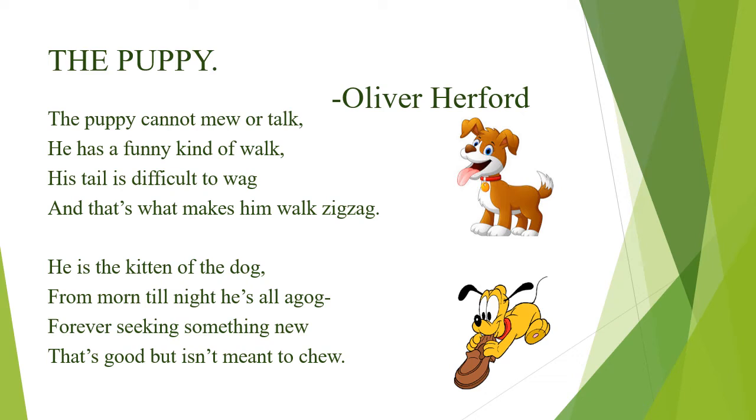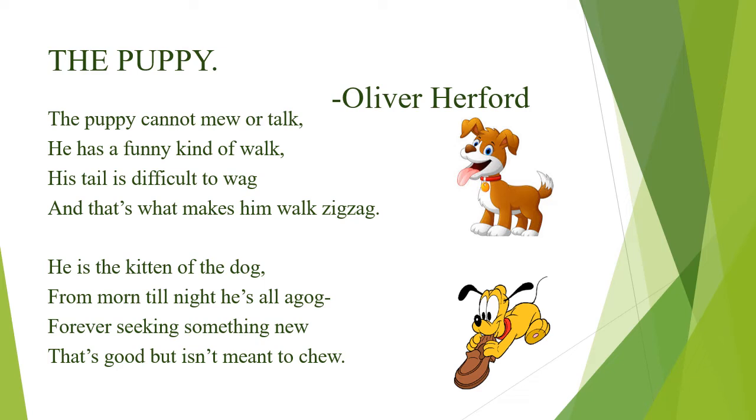Puppy doesn't mew. Mewing is for cats. And then he cannot talk either. The puppy cannot mew or talk. He has a funny kind of walk, and the puppy was walking in a funny way. His tail is difficult to wag, and that's what makes him walk zigzag.